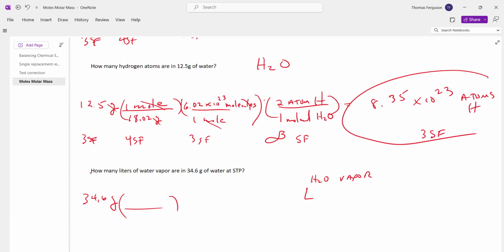First thing I'm going to do is convert to moles. And for grams, because it's water, it's 18.02. Now we have moles. What's the next conversion factor? 22.4 liters per mole. Right. So moles have got to be in the bottom, so it cancels. Went from grams to liters at STP.